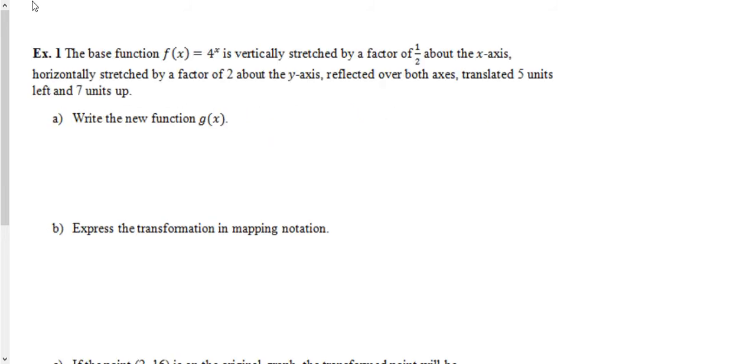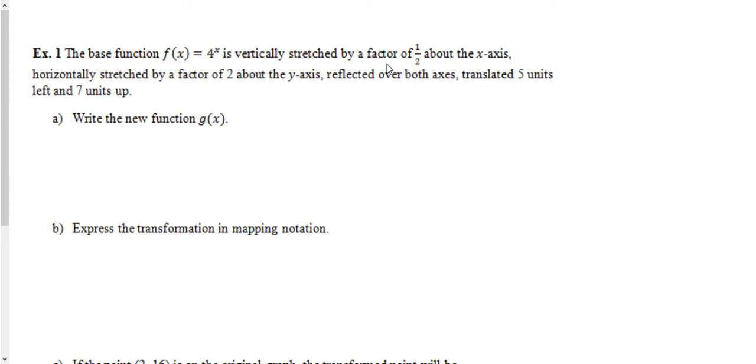So getting right into example 1 here, we have the base function f of x equals 4^x, vertically stretched by a factor of 1/2, horizontally stretched by a factor of 2, reflected on both axes, translated 5 to the left and 7 units up. Let's write down our function.